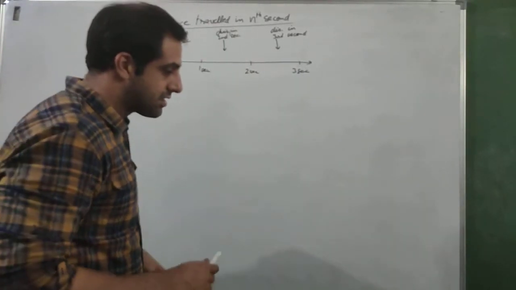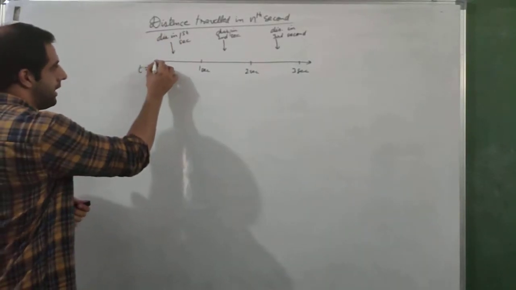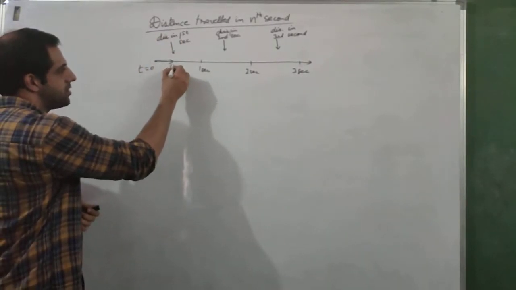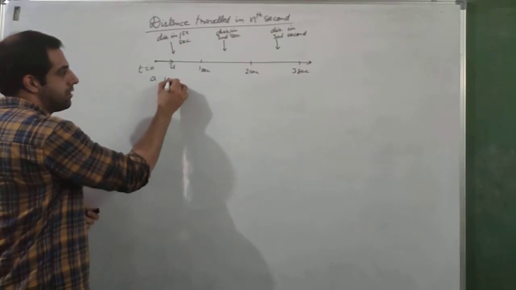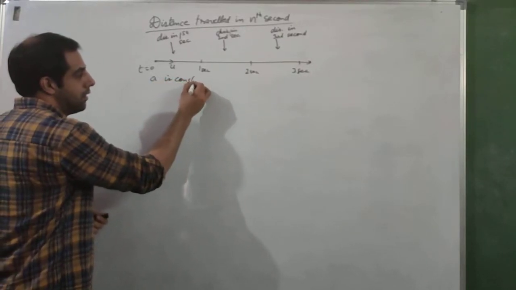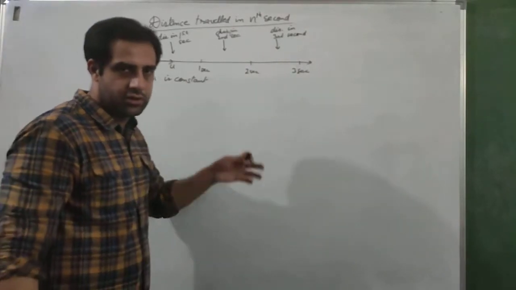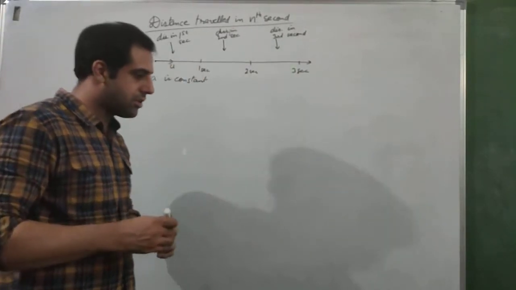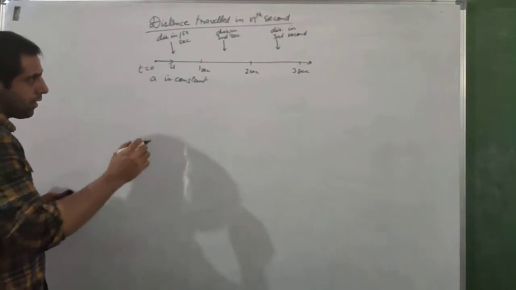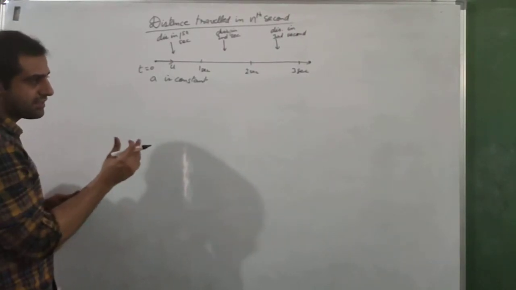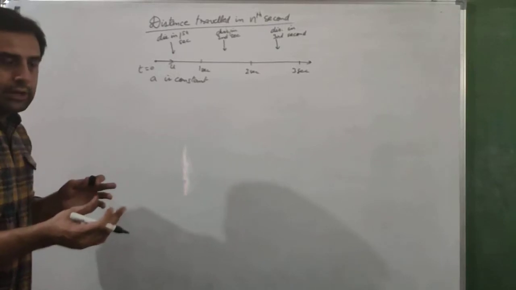Now we know that the acceleration is constant, and let us say that the body started with initial velocity u, and acceleration we are taking as constant, because our equations of motion are valid for constant accelerations only. So to find out the values in nth second, what approach can we take?